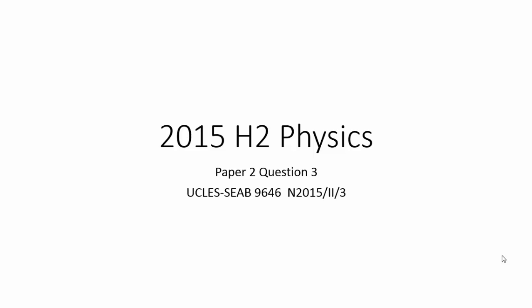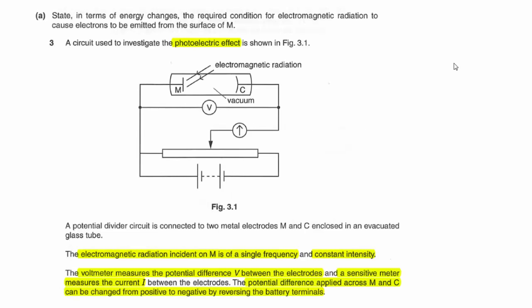In this video, we will look at 2015 H2 Physics, Paper 2, Question 3. Let us first have an overview of the question. So this is a question on photoelectric effect, and we are given an experimental setup in Figure 3.1. This experimental setup is used to investigate the photoelectric effect.